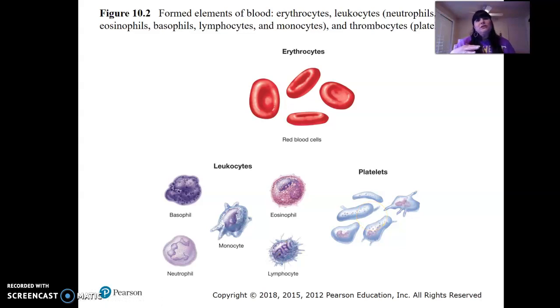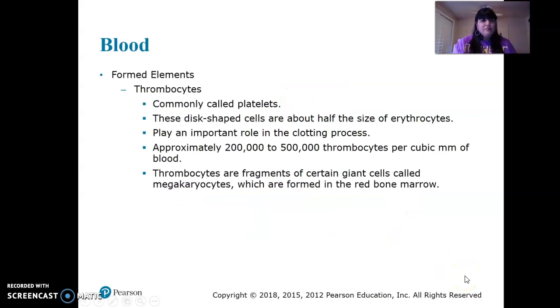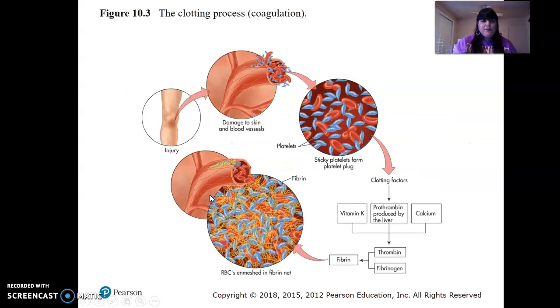Blood clotting, usually you think of clots in a bad way. You're like, oh, clots are bad. But no. Clots are actually important. If a vessel breaks, you need to mesh it and fix it. And that's what a blood clot does. So the platelets are involved with that. So thrombocytes, platelets, okay, disc-shaped, important role in clotting, okay, fragments of giant cells, okay.